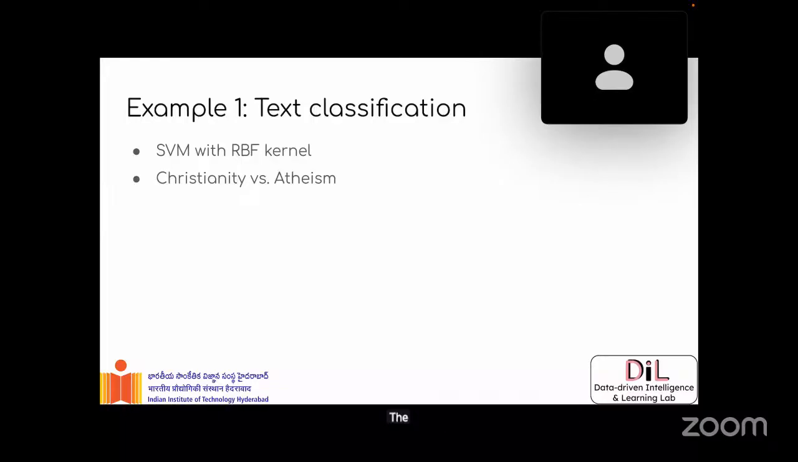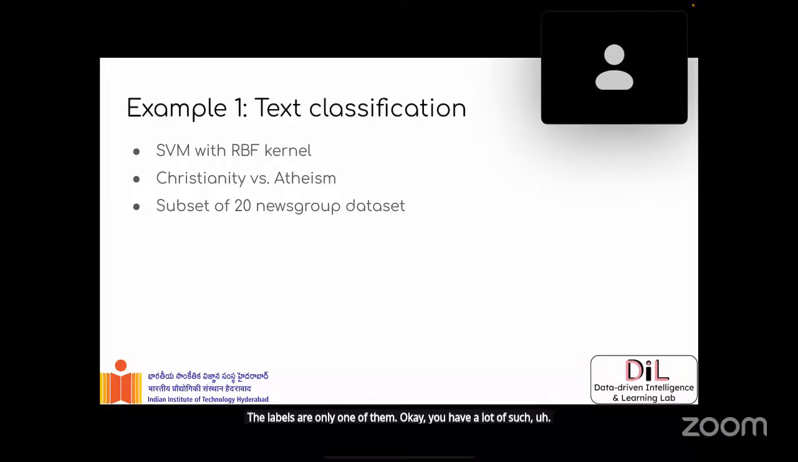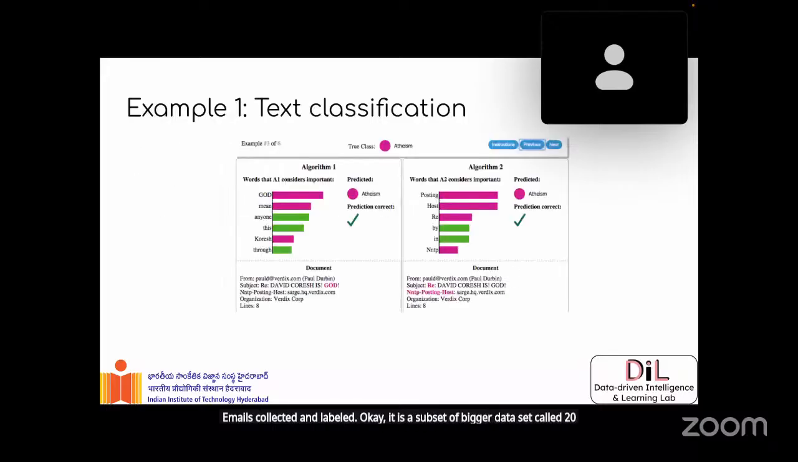The labels are only one of them. You have a lot of such emails collected and labeled. It is a subset of a bigger data set called the 20 newsgroup data set. So this is how the model is performing.